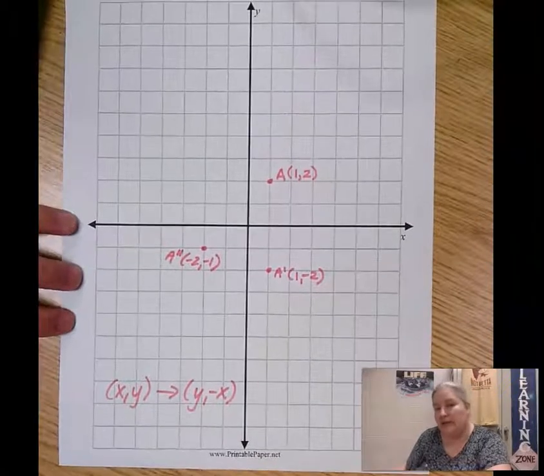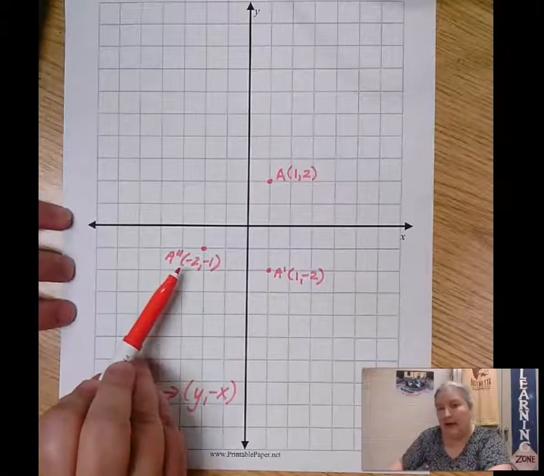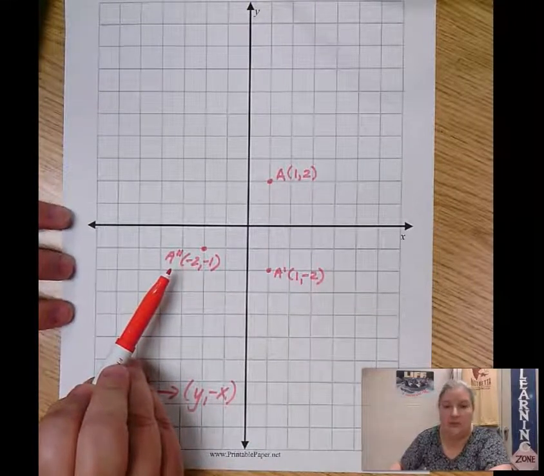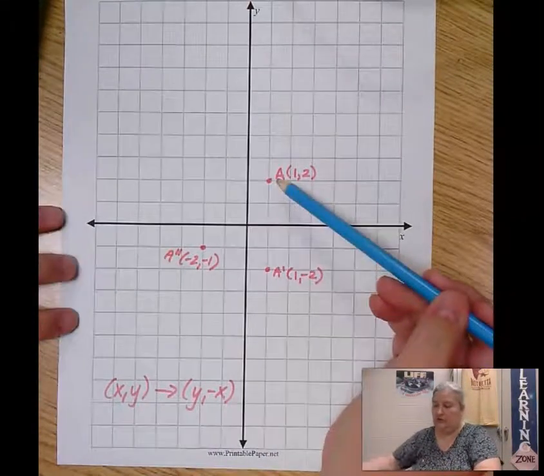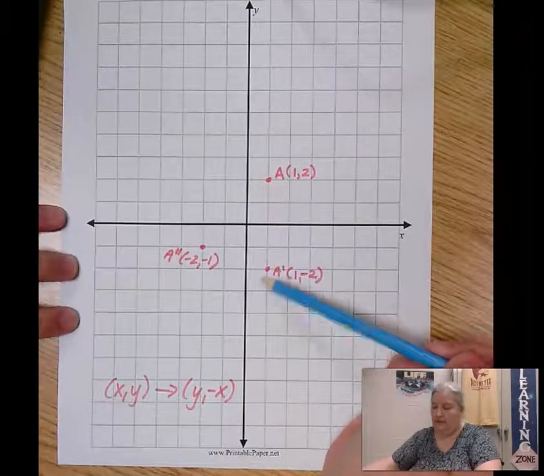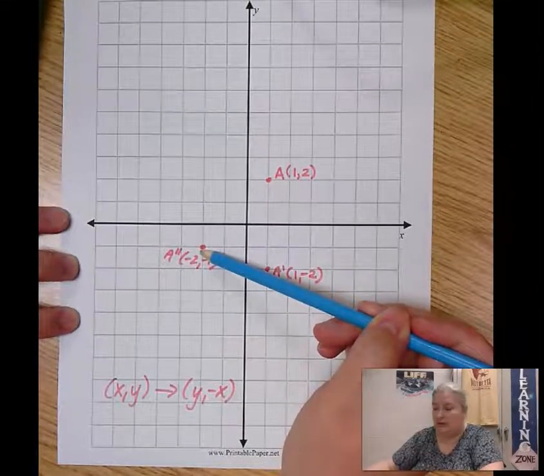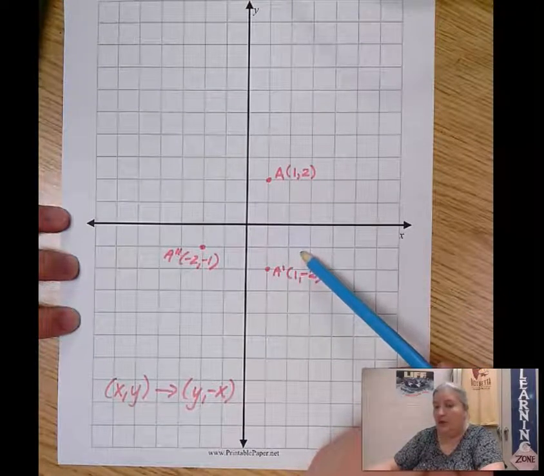The question really, though, is would it be in the same place? Would we get to the same final image if we did it in the opposite order? So in other words, what if instead of doing the reflection first and then the rotation, you had done the rotation first? So I'm going to turn 90 degrees clockwise, and then the reflection across the x-axis.